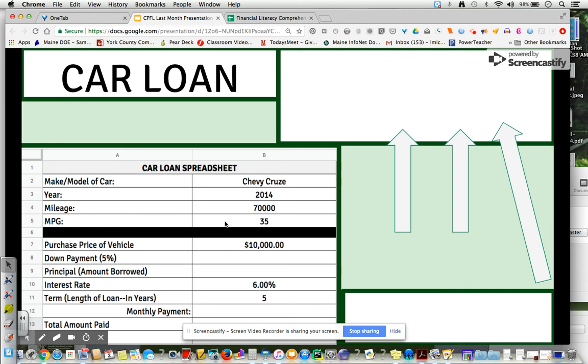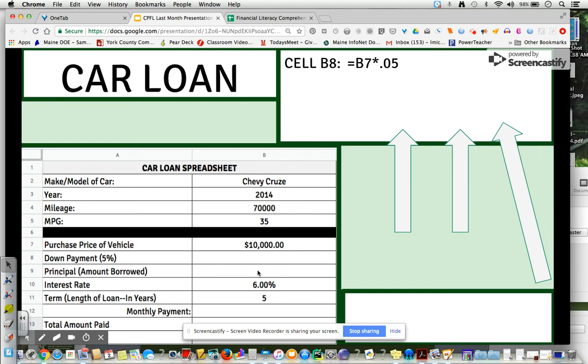We need the formula here in cell B8 for your down payment. So what would that be? I mean, if you had a calculator, you would take $10,000, right? And you'd multiply it by 0.05. So in what cell is $10,000 located in? It's in cell B7. So that would be B7 times 0.05 because that's 5%. So that is what you would put in cell B8.